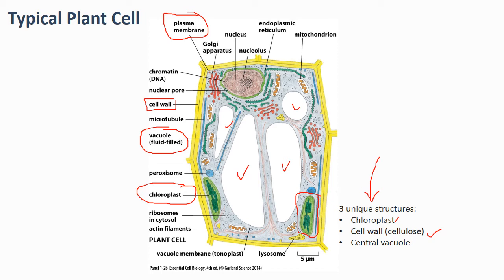So the central vacuole is the third item that you will find in plant cells, but you will not find in animal cells. So the chloroplast, the cell wall, and the central vacuole.